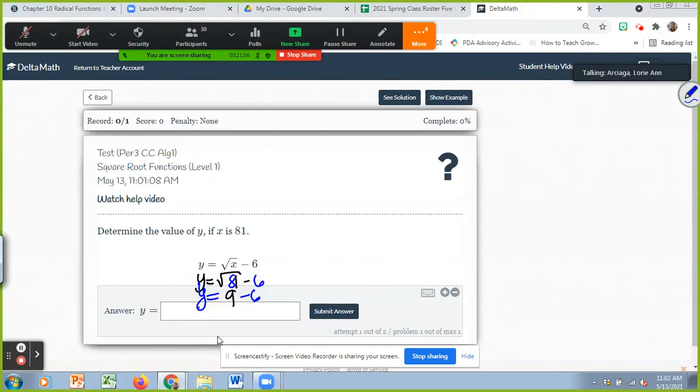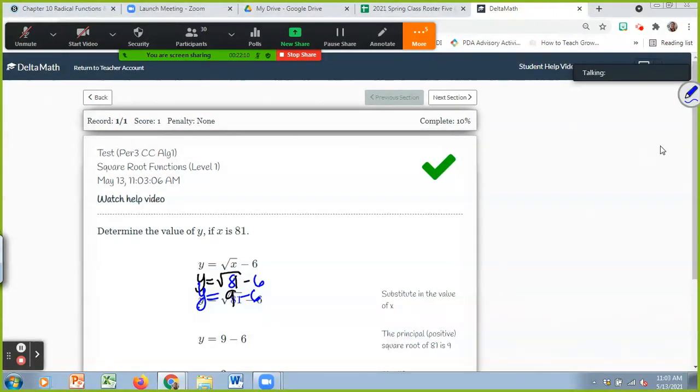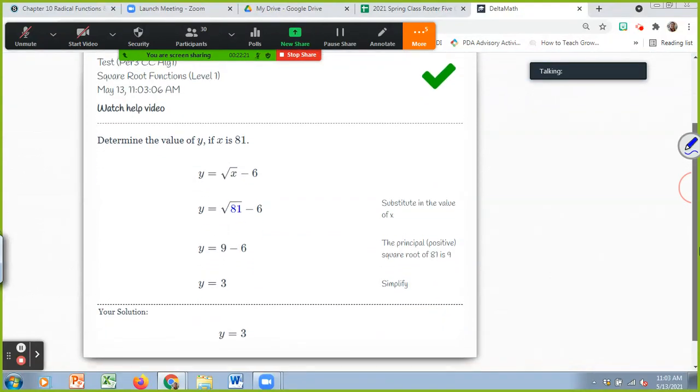It's equal to, you're just going to subtract. So what's the final answer? 3. 3. Okay, let's put that in. Submit. And there you go. Oh, where's the thing that I could erase my work? Y is equal to 3.